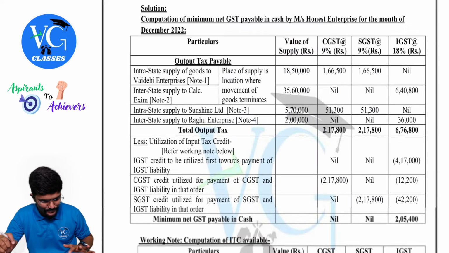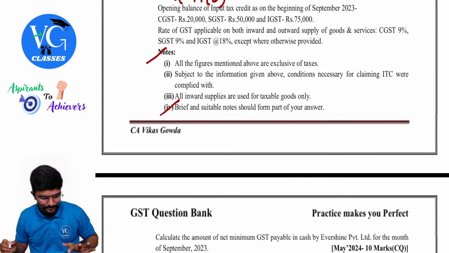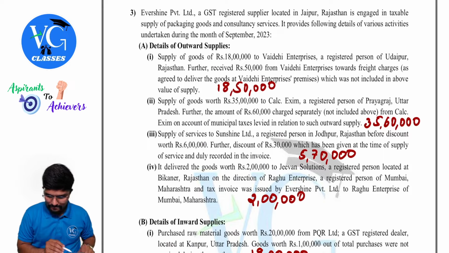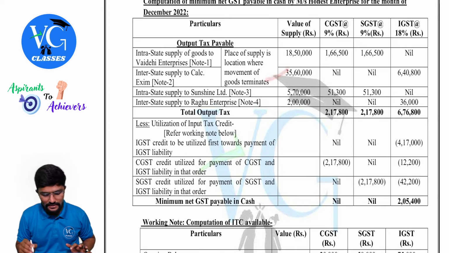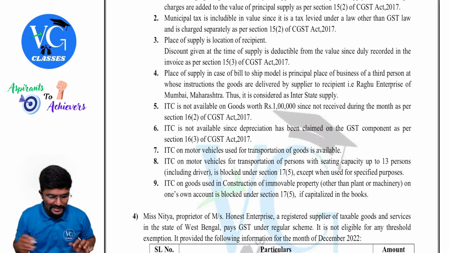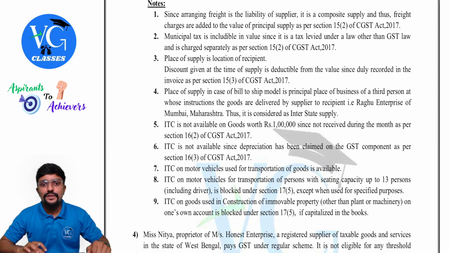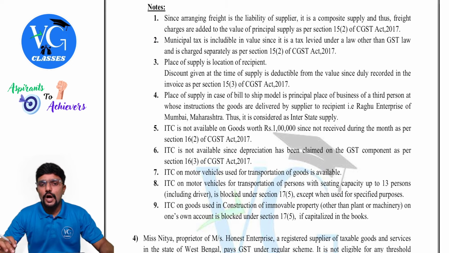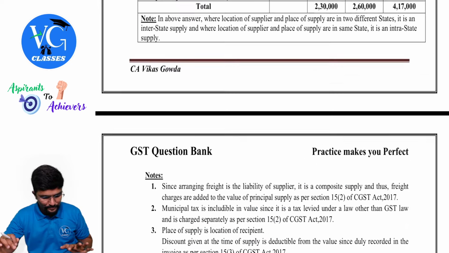So, yes, guys. Next, interstate supply to Calcutta Exim, that is with respect to this one, 35 lakh 60,000, guys. Straight away interstate supply. So IGST at 18%. I have given a note for that also. Let me quickly read it. Municipal tax is includable in the value since it is a tax levied under a law other than the GST law, and it is charged separately by the supplier to the recipient as per section 15 subsection 2, guys.